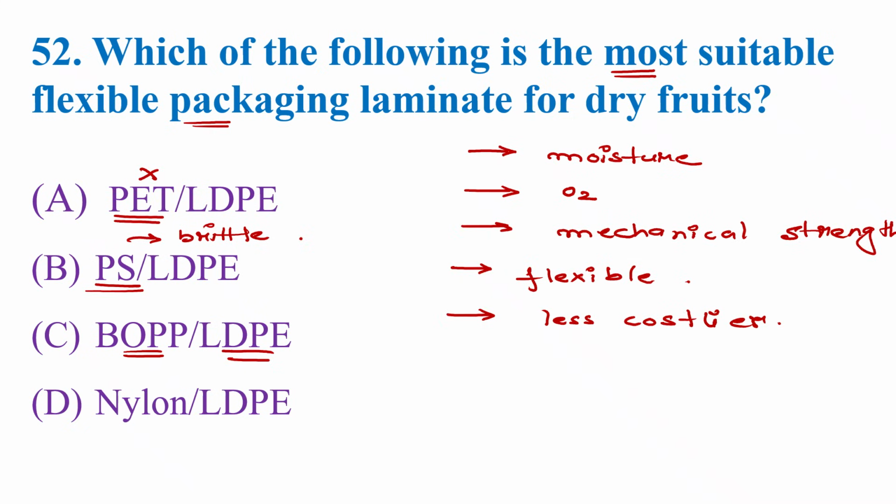So here the correct option is BOPP, because of its strength, appearance and moisture barrier, and LDPE because of its sealing and flexibility. It will act as perfect packaging for my dry fruits, which must stay dry and crisp. Whereas nylon has a good oxygen barrier property, but it absorbs moisture, and it's not ideal for dry fruits where moisture control is critical. So the correct option will be option C.